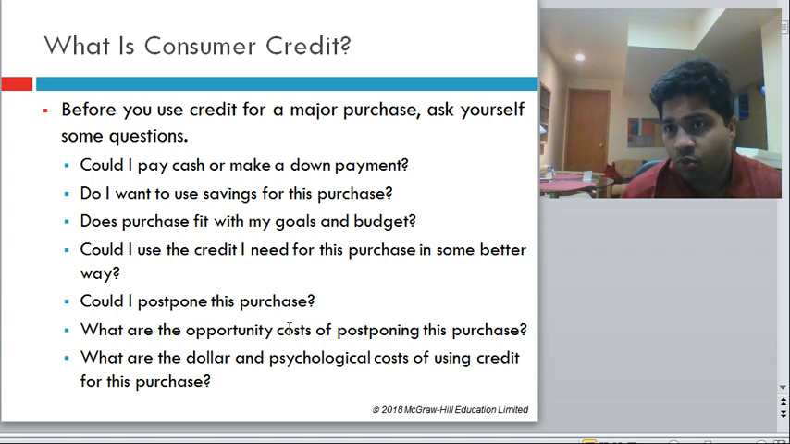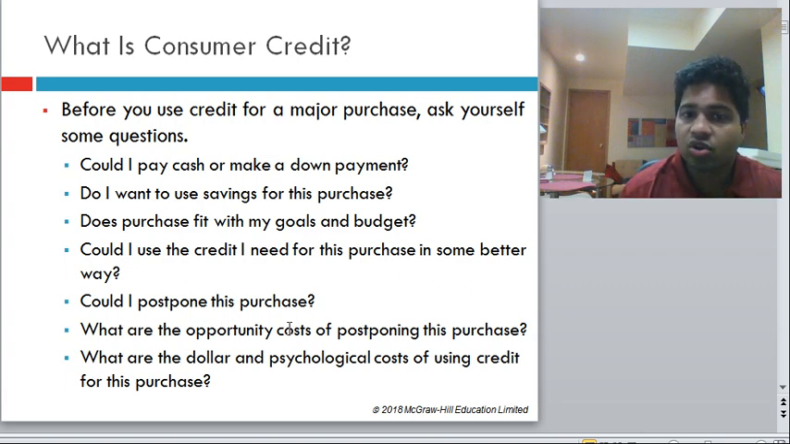So let's say I want to buy a car. What is the opportunity cost of not buying a car? The convenience, the savings of time, and let's say it's a winter season, so the physical difficulties I'll go through when I'm using public transport rather than using my own car. So these are the opportunity costs.